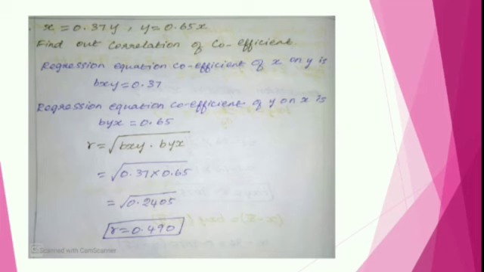r equal to square root of bxy into byx. We can substitute the values from the question and we can find the value of r. r equal to 0.490.